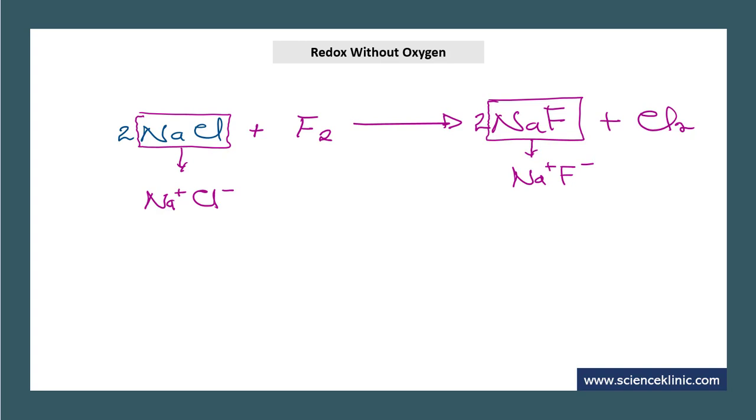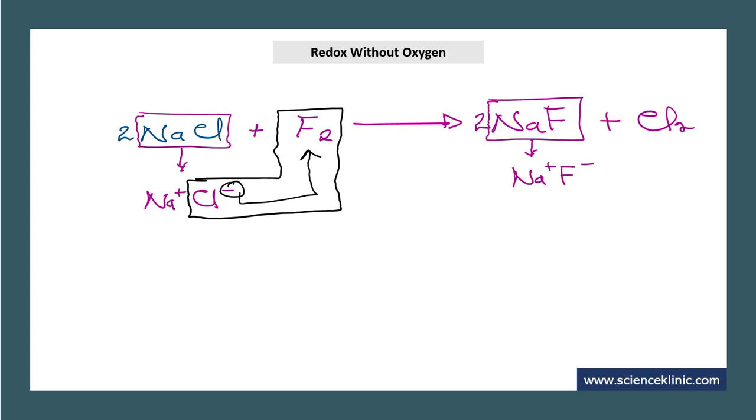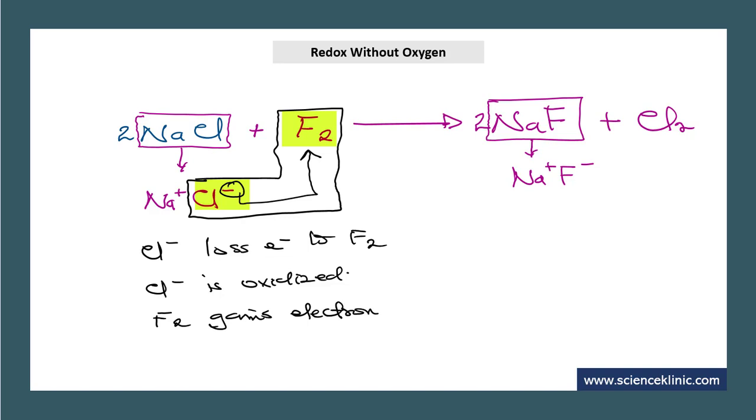So if you look at the chloride ion and the fluorine, it is like the chloride ion has an electron already and gives that electron to fluorine molecule. So the reaction between sodium chloride and fluorine molecule involves transfer of electron between chloride ion and fluorine molecule. As we can see here, chloride loses an electron to fluorine molecule, and of course this is oxidation. It means chloride has been oxidized and fluorine molecule gains electron from chloride ion, and this is reduction.